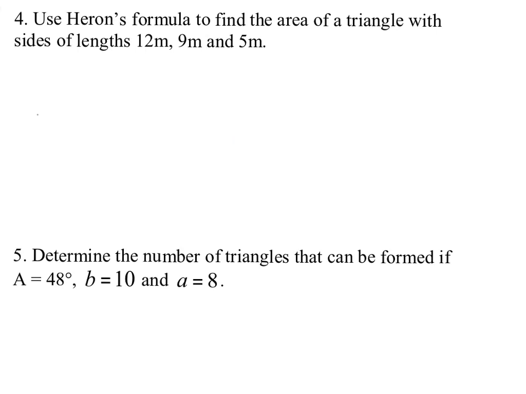All right, so for problem 4, we're using Heron's formula to find the area of the triangle with side lengths of 12, 9, and 5. So the first thing we're going to do is write down our formula, and then we're just going to plug the numbers in and solve.